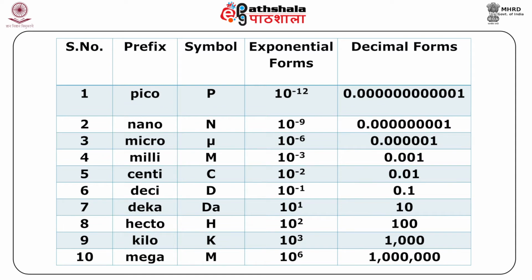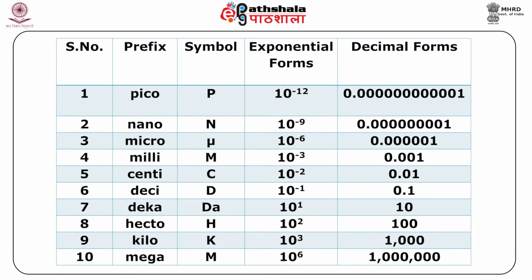Next is nano. Its symbol is n, exponential form 10 raised to power minus 9. Next is micro. Its symbol is mu, and exponential form is 10 raised to power minus 6. Next is milli. The symbol for milli is m with exponential form 10 raised to power minus 3. Then centi with symbol c and exponential form 10 raised to power minus 2. Deci with symbol d, 10 raised to power minus 1.